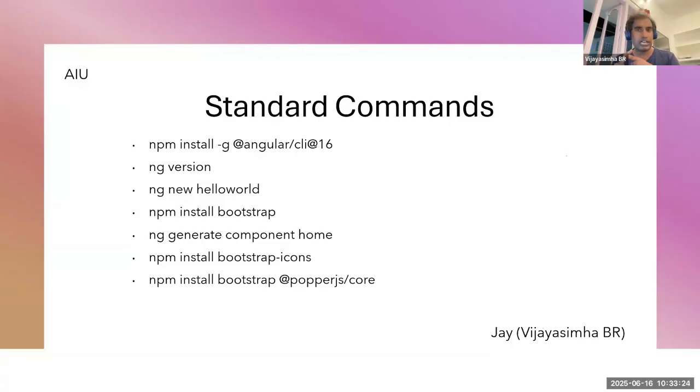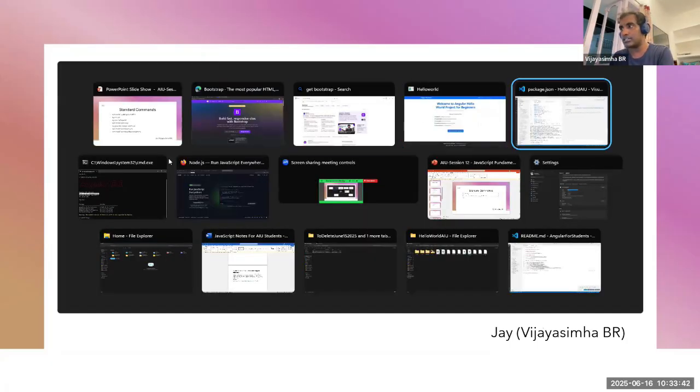Next, another standard command we'll be using a lot is ng generate. So again, notice the first letters. ng means it's a command from the CLI. npm is a command from Node.js. So ng generate is another CLI command that is used to generate components. So what are components? We'll go into detail later.